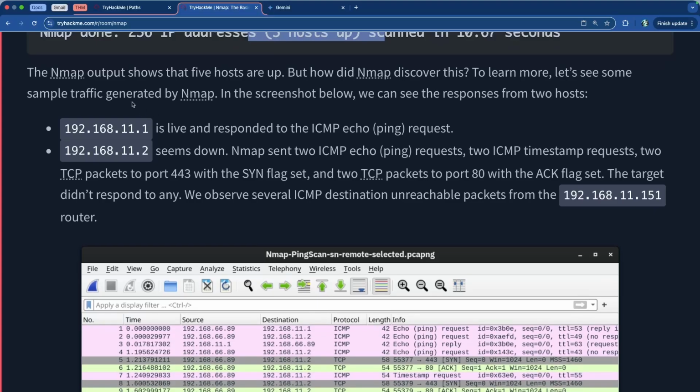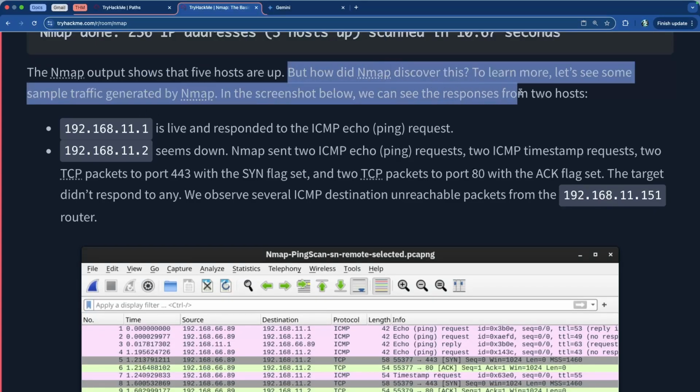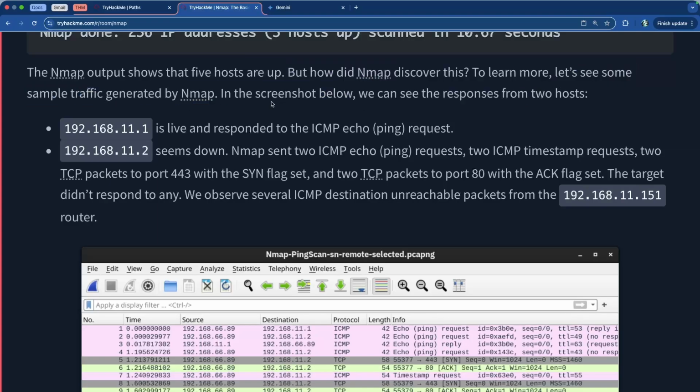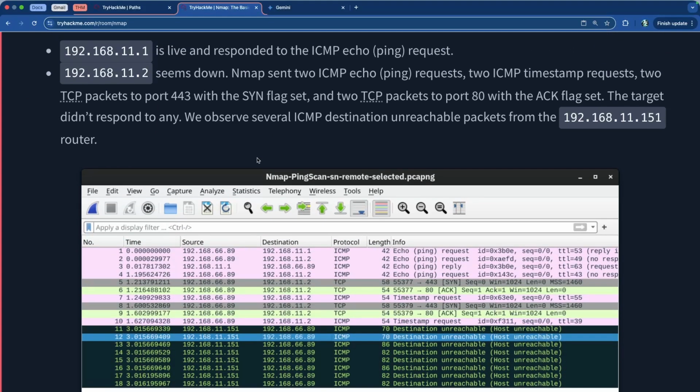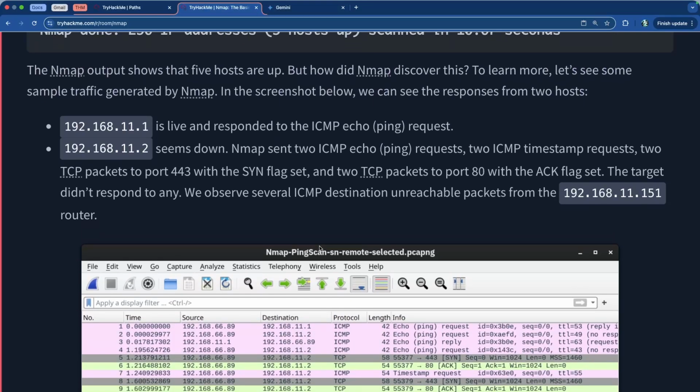So the Nmap output shows that 5 hosts are up, but how did Nmap discover this? To learn more, let's see some sample traffic generated by Nmap. And so we're looking at what we see over here, which is a Wireshark screenshot. We did at least one video on Wireshark in this particular CySec101 training series, but there's a lot of videos that I've done on Wireshark. So if you want some more intermediate/advanced stuff, you can go check that out as well. But you should at the very least be familiar with this screenshot, this visual right here.